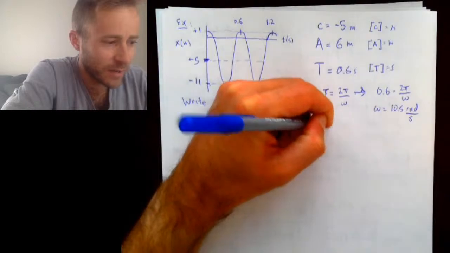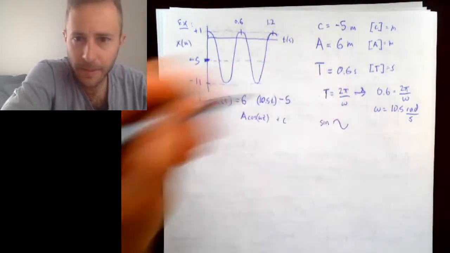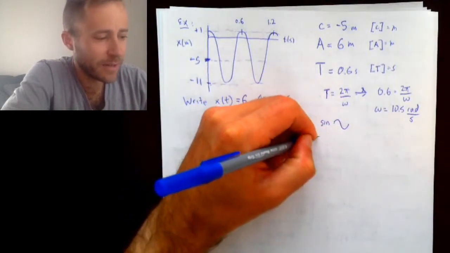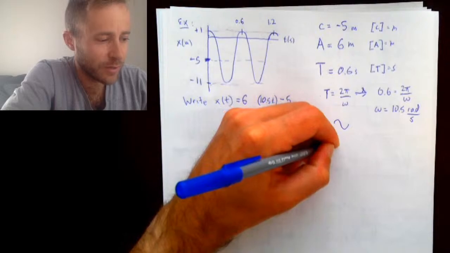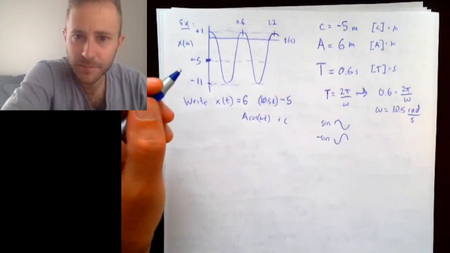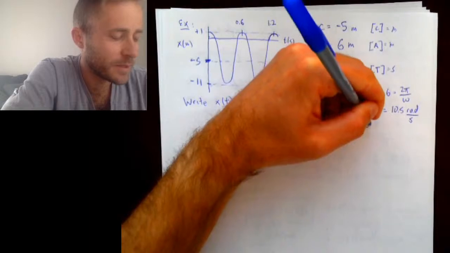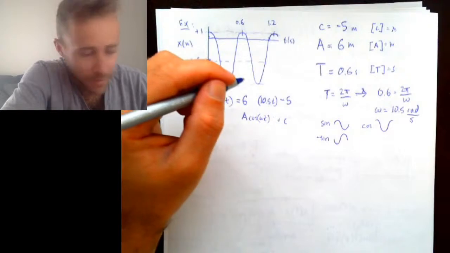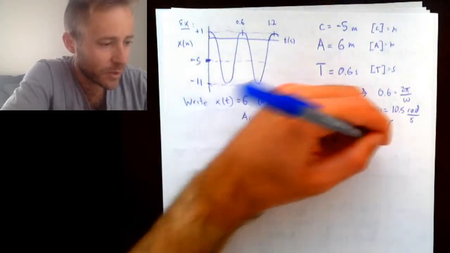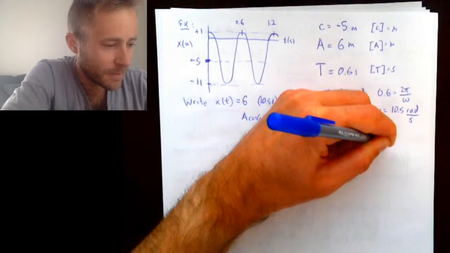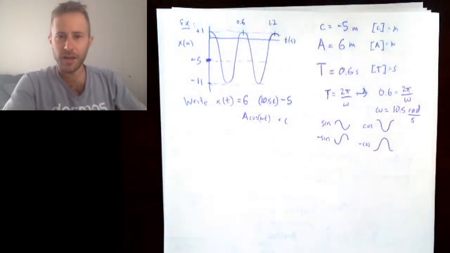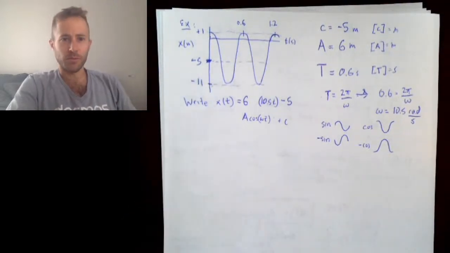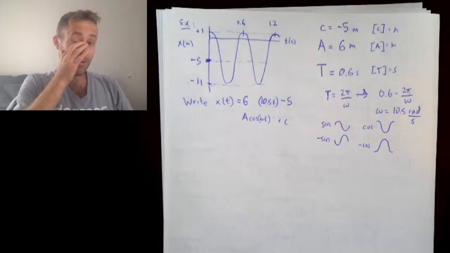I know that sine looks like this: it goes up, then down. Negative sine goes down, then up. Cosine starts out high, like that. Negative cosine starts out low. So based on that, which of these four options does our graph represent? Type it into the chat if you know.